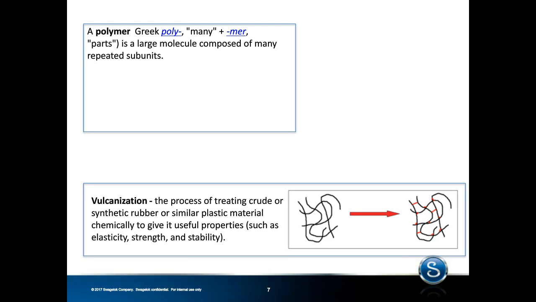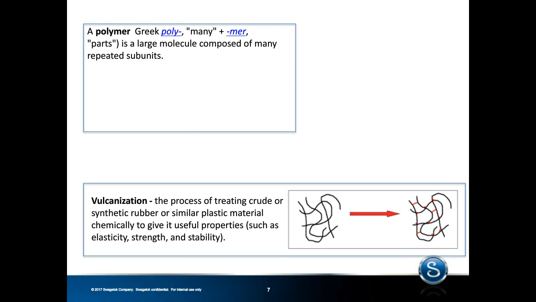So to give you sort of a catchphrase to remember, all plastic and elastomer materials are polymers, but not all polymers are plastics and elastomers. So there's many materials out in the world, naturally occurring and synthetic, that are polymers that are not elastomer and plastic.